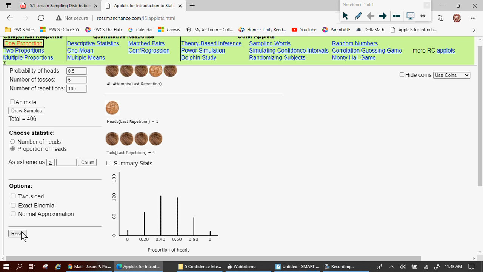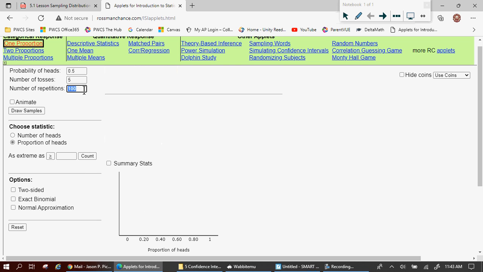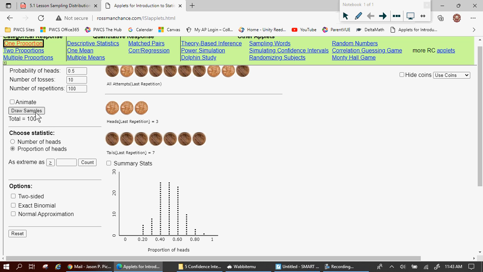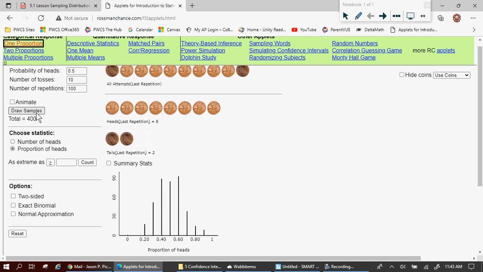And so let me reset it, and I'll do that one more time. Maybe I'll do 10 coins and I'll do it 100 times. So now I'm flipping 10 coins and getting the proportion of heads. I repeated that 100 times and 100 more and 100 more, and you can see that it's not perfect, but it's approximately unimodal and symmetric, and the more I do it, the closer we will get to it being unimodal and symmetric.